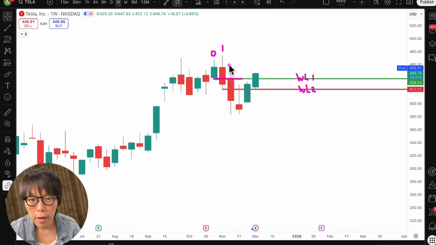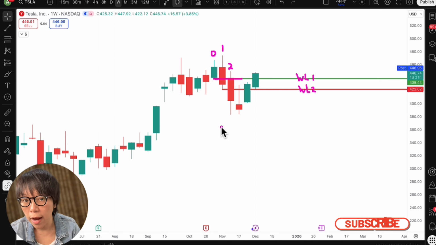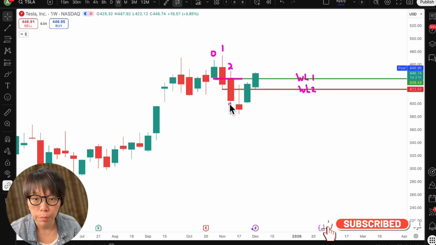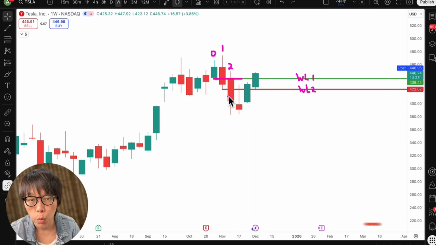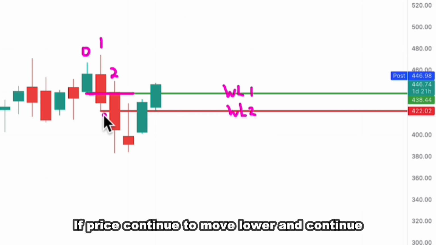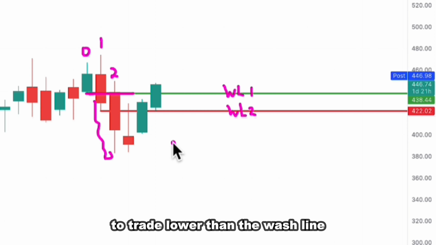If you take a look at this candle number 2, which is this longer red candle, versus candle number 1, we know that candle number 2 closed below the low of 1. It means that bears continue to gain the upper hand, because they were able to push price lower, making the trading price of Tesla much lower than last week's low. What I did was draw in wash line number 2 here. The whole idea is that if price continues to move lower and continues to trade lower than the wash line, then Tesla would be weak.